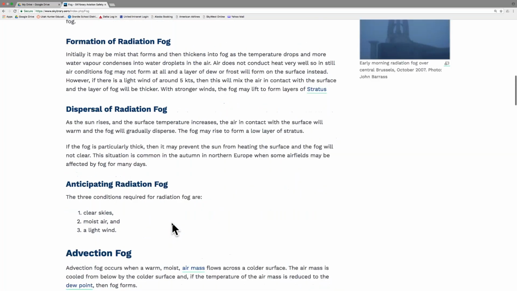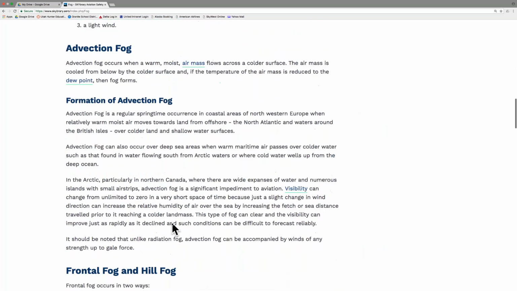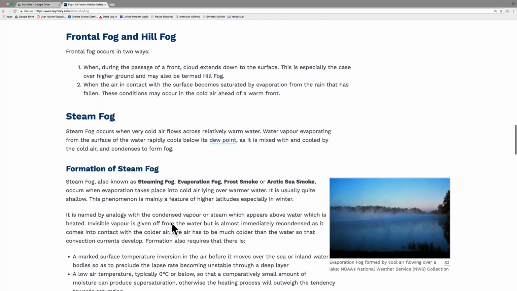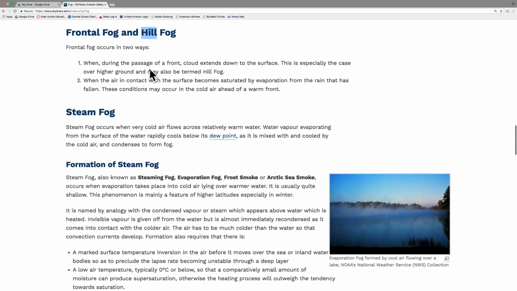Hey, Garrett, can you hear us? Garrett, we don't call it hill fog, but we call it upslope fog. Garrett, can you hear us? Right, downhill fog, right, upslope.